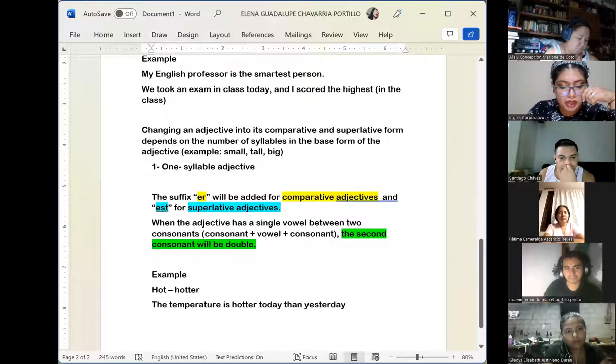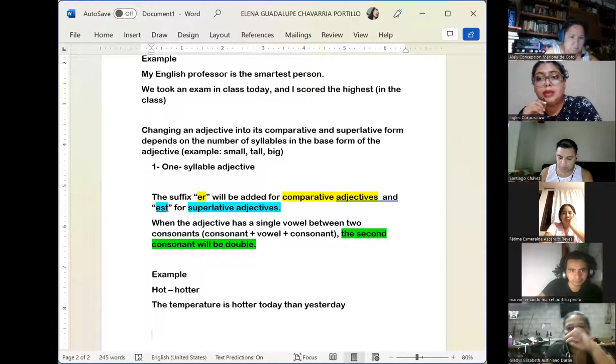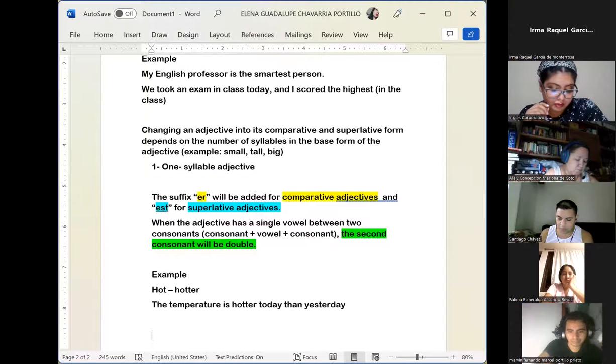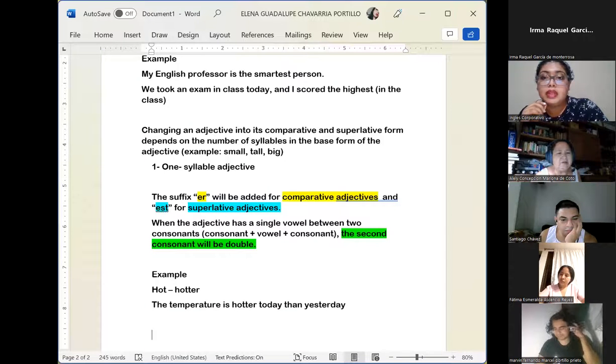Now, we are going to have five one-syllable adjectives, and we are going to make the comparative form and also the superlative form. Tell me, Irma. Y si fuera en superlativo, siempre se le agregaría la doble T y EST. Exactamente, así mismo. Siempre se va a doblar porque cuando ya tenemos una consonante, una vocal y una consonante, siempre se dobla y se le agregan los finales. Okay, gracias. You're welcome. So, we are going to see the example. Y sería una sílaba nada más. Sí, una sola sílaba siempre.